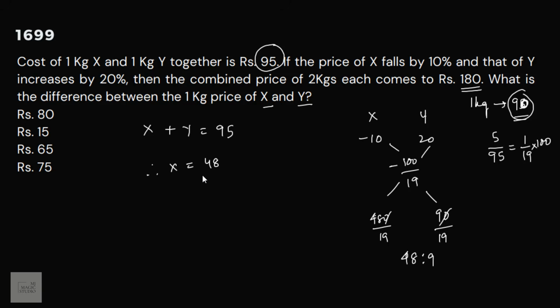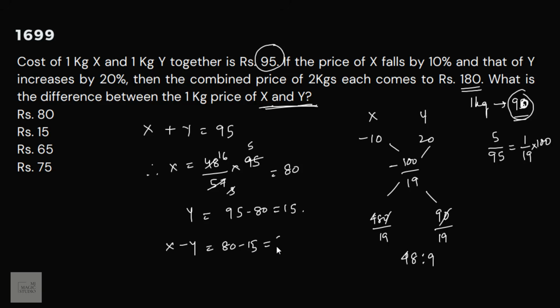Cost price of X is 48 by 48 plus 9, that is 57, into 95. 19 into 3, 19 into 5, and this is 60, that is 80. Therefore cost price of Y is 95 minus 80, that is 15. Now the question is, what is the difference between 1 kg price of X and Y? That is X minus Y, 80 minus 15, that is 65. Difference in prices is rupees 65, that is option C.